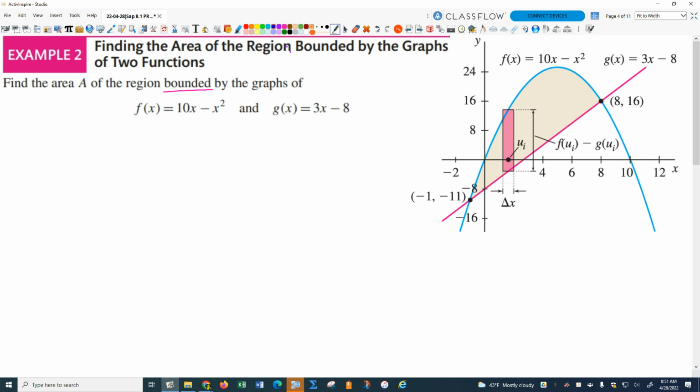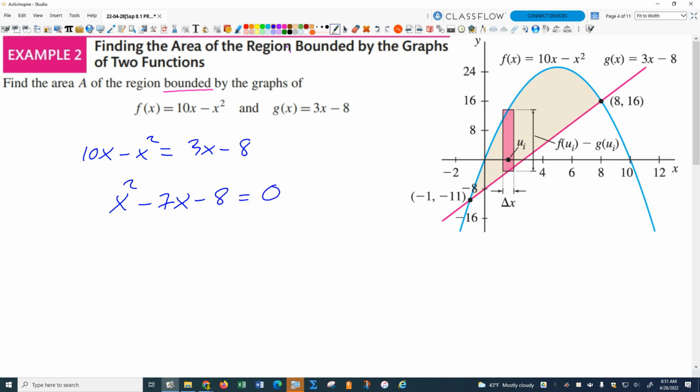So I would have to find the intersections, and that would mean just solving a pretty simple quadratic equation. If I set these equal to each other, 10x minus x squared equals 3x minus 8. What would we do? We want a positive number of x squared, so we just push everything to the right here and put it in standard form. So I'd get x squared minus 7x minus 8 equals 0.